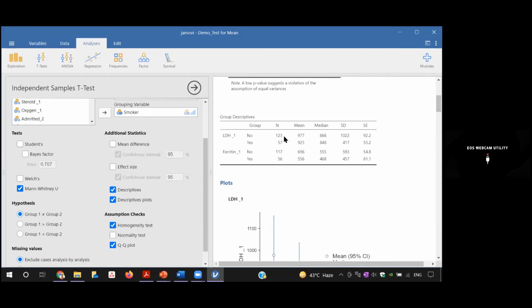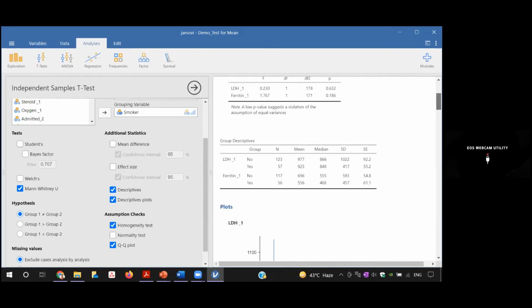Mean difference. These are the medians, 927 and 925, and 988.66 and 848. The interquartile range it doesn't give, so you have to go to that exploration and get the interquartile range there. And for ferritin also, these two are the median values.